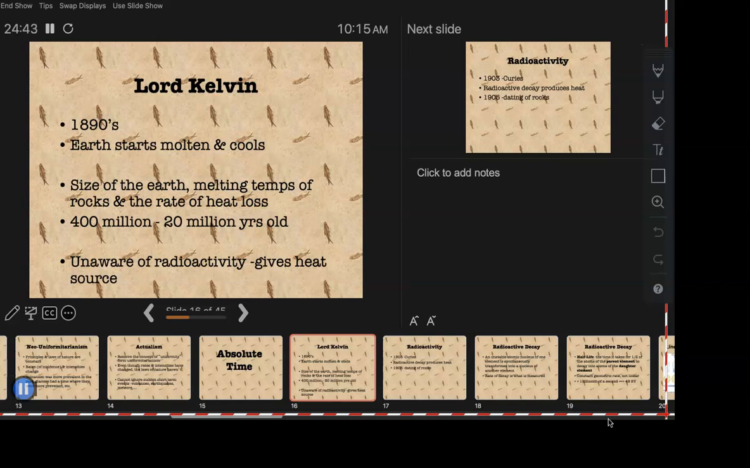So he started studying, probably by watching lava cool and throwing a bunch of math at it. We knew the size of the Earth more or less by then. So he could calculate diameter, depth, whatever you want to throw into that sentence. And he came up with the idea that the Earth was anywhere from 400 million to 20 million years old. That's a big variance. That's a heck of a range, definitely.